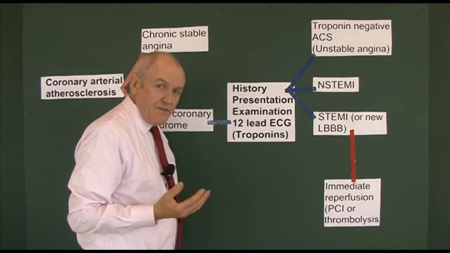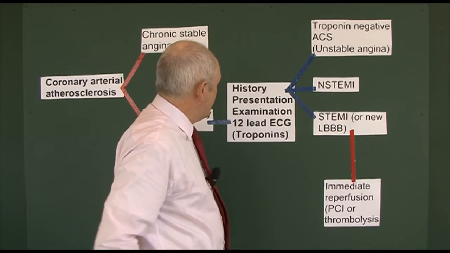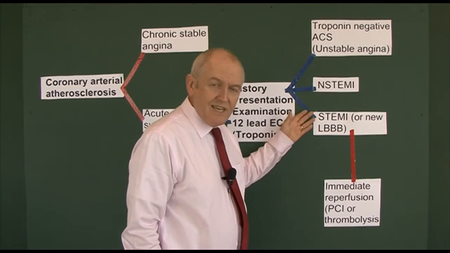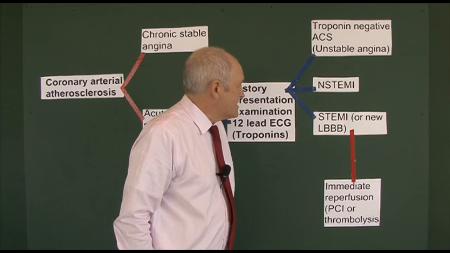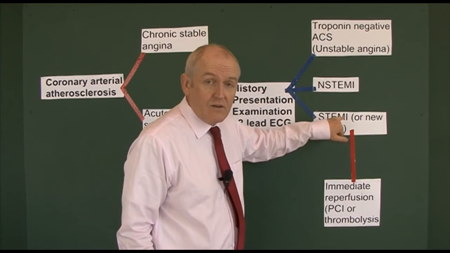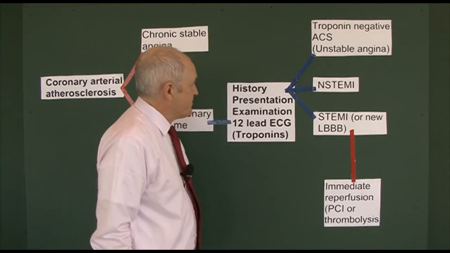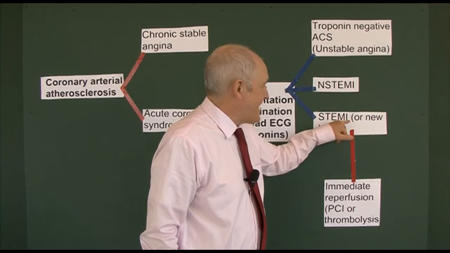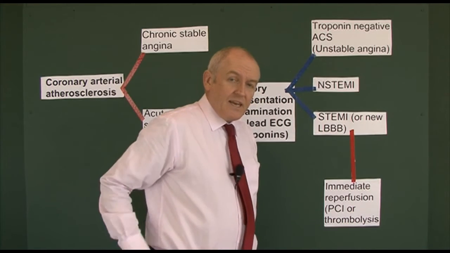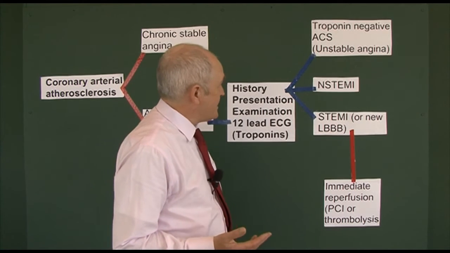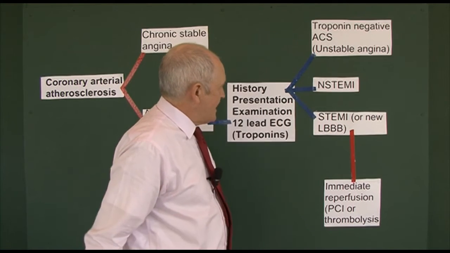But if red thrombus develops in the coronary artery, then that's going to give us troponin release, and it's going to give us ST elevation myocardial infarction. So red thrombus is going to cause STEMI. And actually, if there's a new left bundle branch block presenting, we classify that as a STEMI as well.